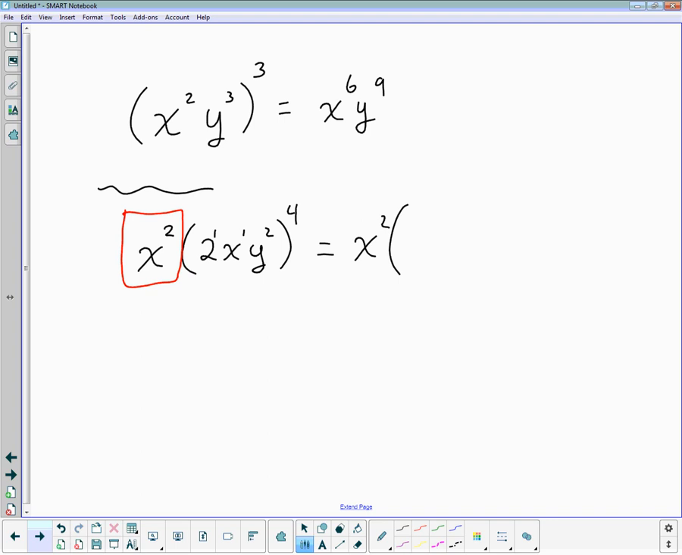So now, what's going to happen with this 4? What's the 4 going to do when it goes? How many 2's am I going to have now? How many 2's? 4, because it's going to be 4 times 1, right? And 4 times 1, x to the 4th. And how many y's?